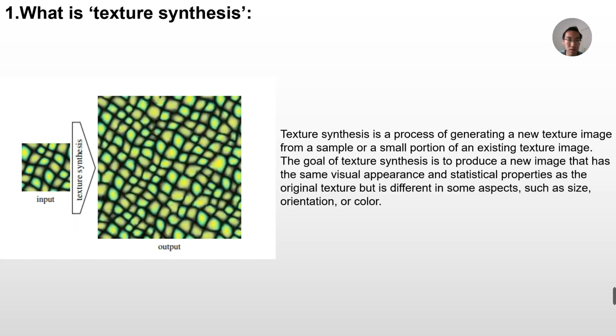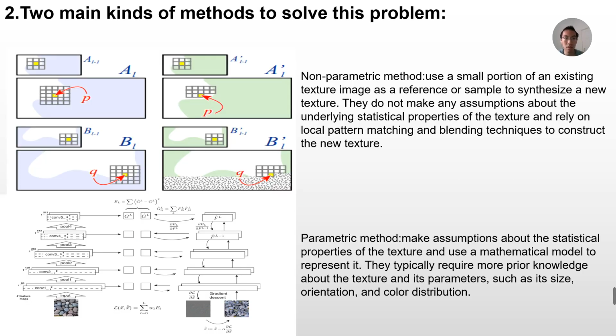So first, what is texture synthesis? Texture synthesis is a process of generating a new texture image from a sample or a small portion of an existing texture image. The goal of texture synthesis is to produce a new image that has the same visual appearance and statistical properties as the original texture, but is different in some aspects such as size, orientation, or color. And there are two main kinds of methods to solve this problem.